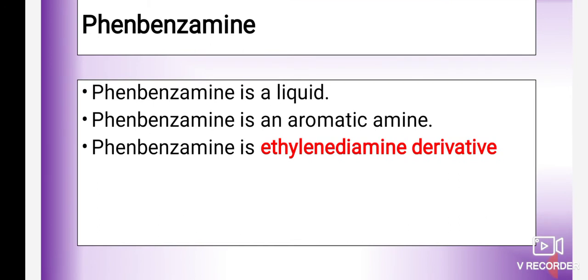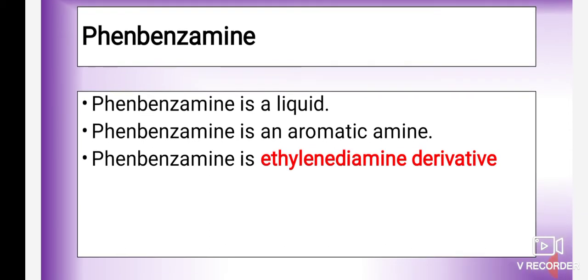So the next drug is phenbenzamine, which is a liquid. Phenbenzamine is an aromatic amine having antihistaminic activity. It binds to the histamine receptor and blocks the receptor, and ultimately inhibits the actions produced by histamine. So the mechanism of action remains as it is: it binds to the histamine receptor, blocks the receptor, and blocks the binding of histamine to the receptor.